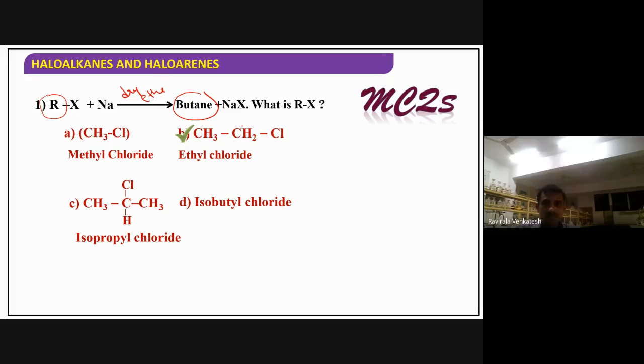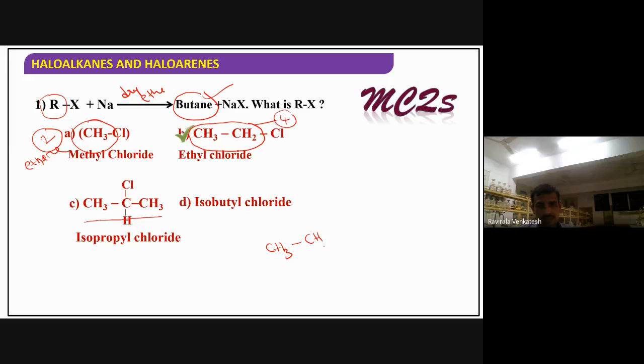Why? Because there are 2 carbons, and 2 carbons will convert into 4 carbons, so definitely we are going to get butane. If I take 1 carbon, we get 2 carbons, that will be ethane. If you take methyl chloride, you are going to get ethane. Now if I take this one, what is the product we are going to get? Let me see this one also.